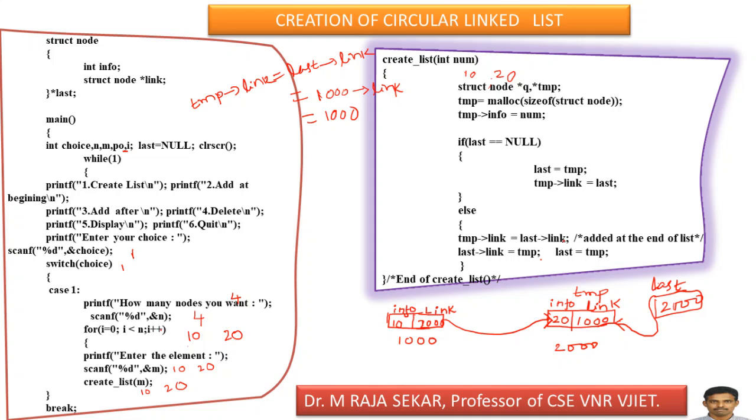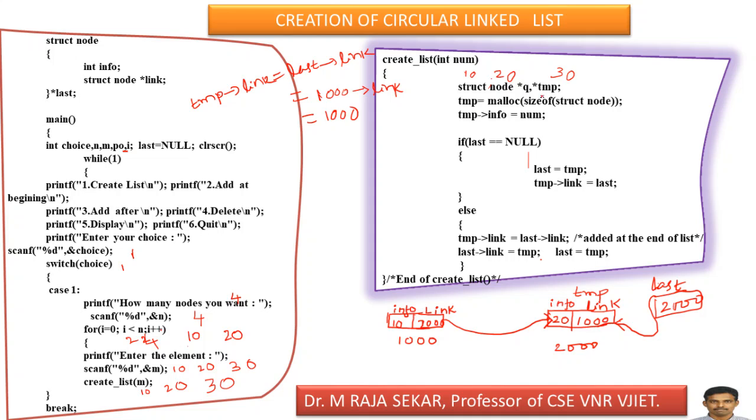Now after creating this particular node, where will I go? Again, previous value of i is 1, now i becomes 2. Let me say this i is 2. 2 less than 4, isn't it? Correct. Enter the element, let me say I entered 30. For i=0, i=1, now i=2. That 30 will get stored in the place of m. create_list(m) means m = 30. Where will I go? create_list(num). That 30 will be copied to num.